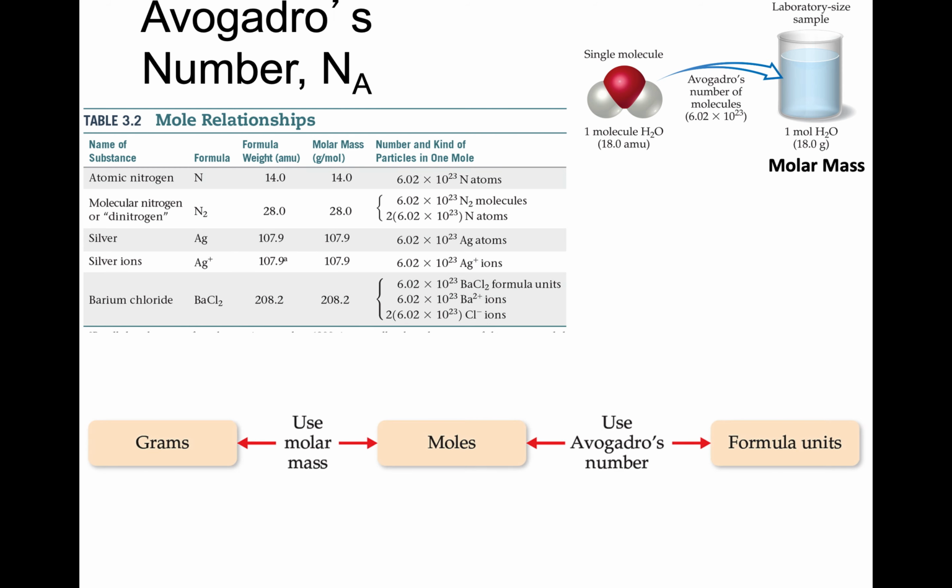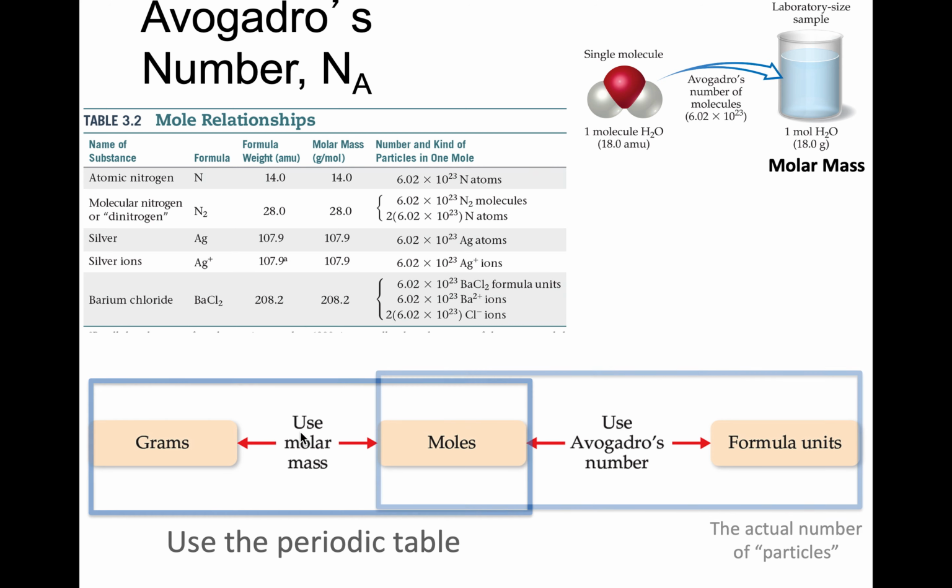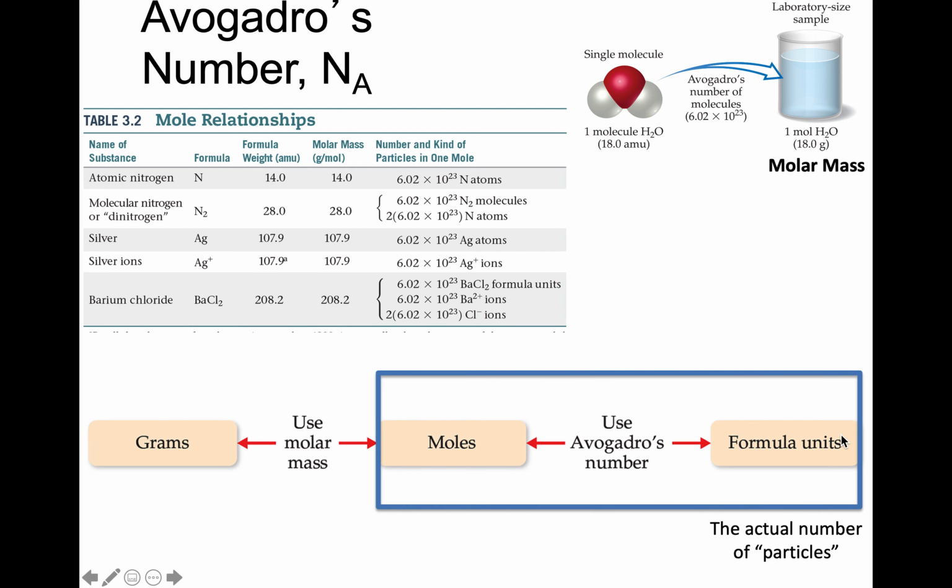If we want to make conversions between these, molar mass is really important. Molar mass is something we can look up at the periodic table by using the formula, and that allows us to go between grams and moles. This is a really important skill for us in Chapter 3 and beyond. To go between moles and the actual number of particles, we'd use Avogadro's number. We do this much less frequently. Using the molar mass, we use that all of the time.